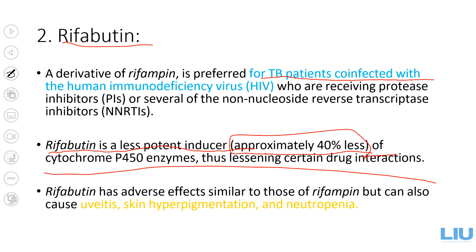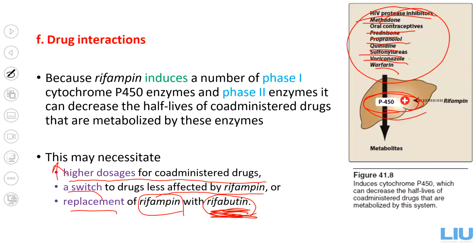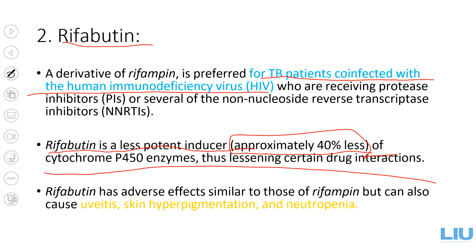TB confined with HIV. Okay, so when somebody has the HIV virus, they're actually taking antivirals, right? So this drug is preferred. Why? Because look at the list here. What do you see here? HIV protease inhibitors. So those people who are taking HIV protease inhibitors, because you want to make sure you are not affecting those drugs, you could choose rifabutin instead. Okay? Because rifabutin will be affected by those drugs.